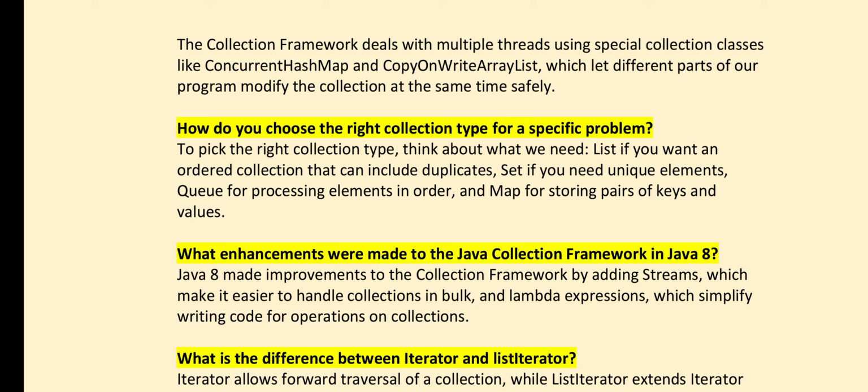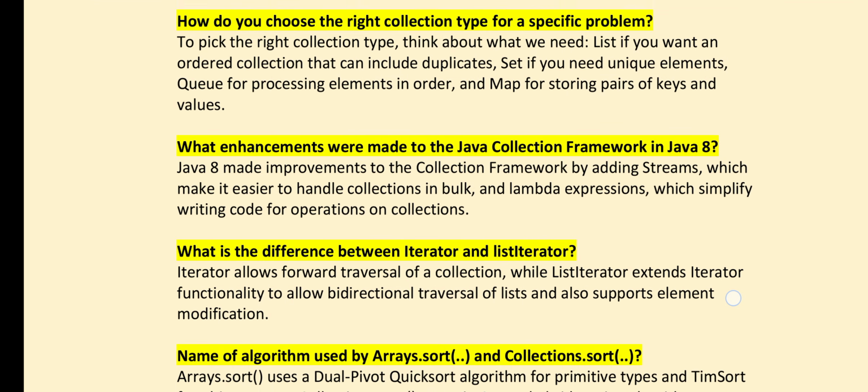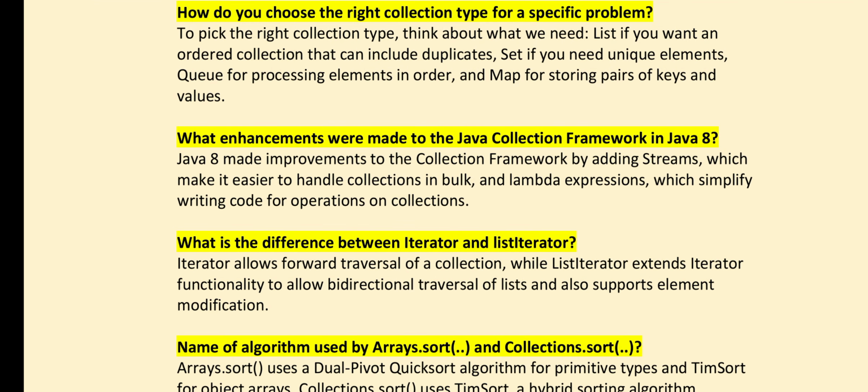What enhancements were made to the Java collection framework in Java 8? Java 8 improved the collection framework by adding streams, which makes it easier to handle collections in bulk, and lambda expressions, which simplify writing code for operations on collections.